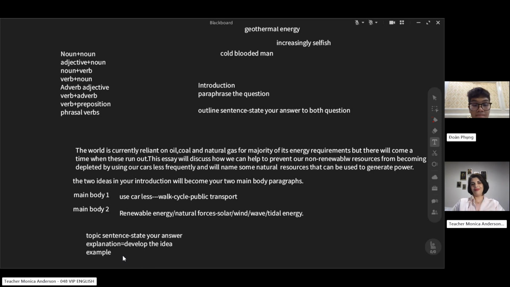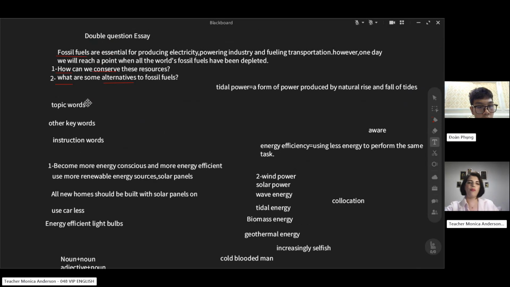Can I see the question again? Of course, yes. First of all, I believe that we can restore fossil fuels in a lot of ways. So, first, the topic sentence.